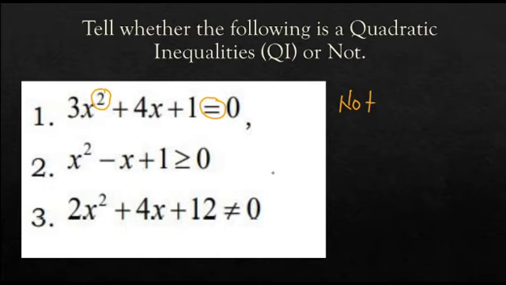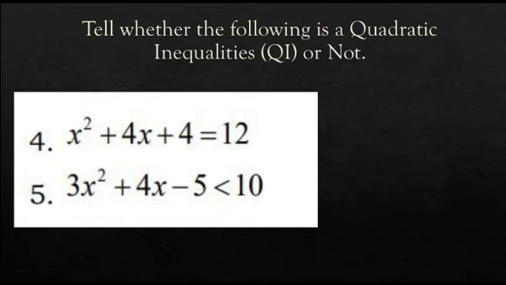Next, we have x squared minus x plus 1 greater than or equal to 0. So the highest degree is 2, correct? And then it is using the symbol greater than or equal. So this is a quadratic inequality. Next, number 3, we are given 2x squared plus 4x plus 12 not equal to 0. So the highest exponent is 2 and it is using the not equal sign. So this is still a quadratic inequality.